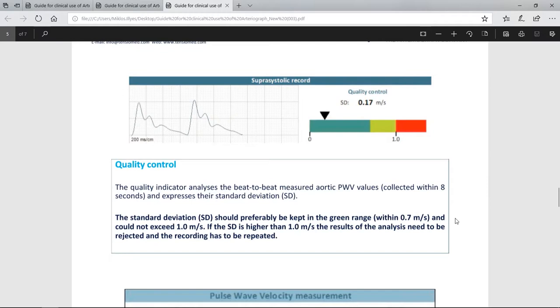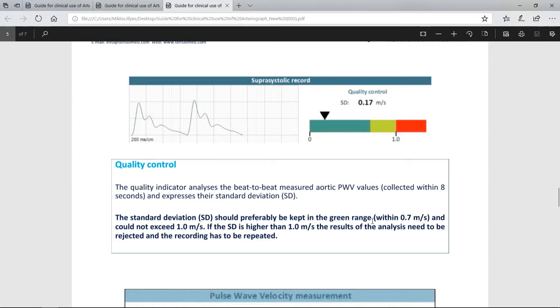The second page of the arteriograph report contains the suprasystolic recording quality control. It is extremely important to record in a proper quality, otherwise we cannot obtain reliable results. The quality control is based on the analysis of the beat-to-beat measured aortic pulse velocities collected within the 8 seconds of the collection and recording, expressed in their standard deviation. The standard deviation obviously is low if the differences between the beat-to-beat measured aortic pulse velocity is small.